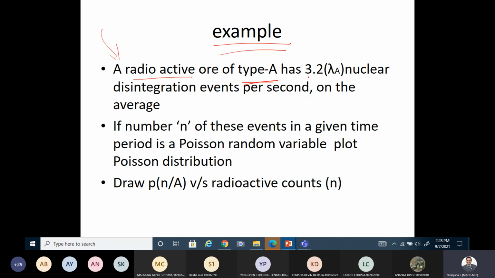It has a certain characteristic. Say, for example, it has 3.2 nuclear disintegration events per second. It's its nature. The particular radioactive ore is such that it has a certain disintegration rate, so that is expressed here as 3.2 for that type A ore. It is defined over a certain time, per second, so it is some average measure. That is why it is considered as lambda here.